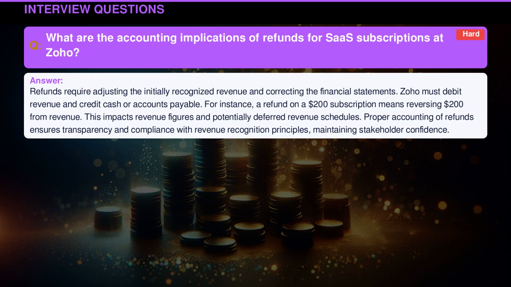Zoho must debit revenue and credit cash or accounts payable. For instance, a refund on a $200 subscription means reversing $200 from revenue. This impacts revenue figures and potentially deferred revenue schedules. Proper accounting of refunds ensures transparency and compliance with revenue recognition principles, maintaining stakeholder confidence.